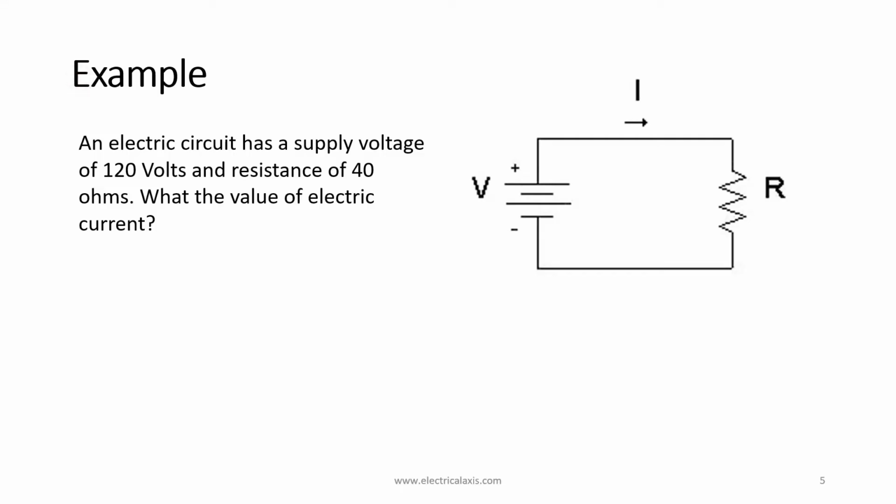Now at this point, we're going to discuss some examples. An electric circuit has a supply voltage of 120 volts and a resistance of 40 ohms. What is the value of the electric current?